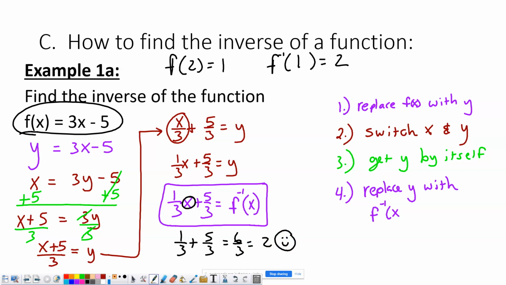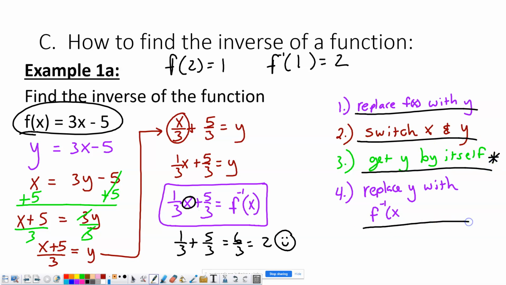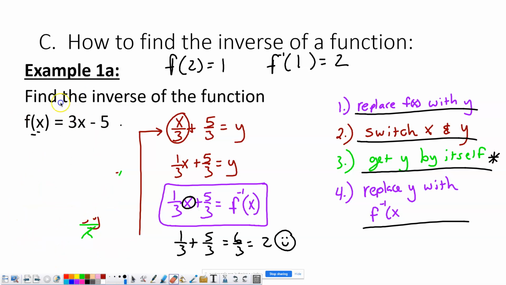Okay, so that's the process you go through. So step 1, replace f of x with y. Step 2, switch the x and y. Step 3, get the y by itself. That will be the one that you have to ponder about. And then step 4, replace the y with f inverse of x. Okay, so let's go ahead and have you guys start trying some of these here.